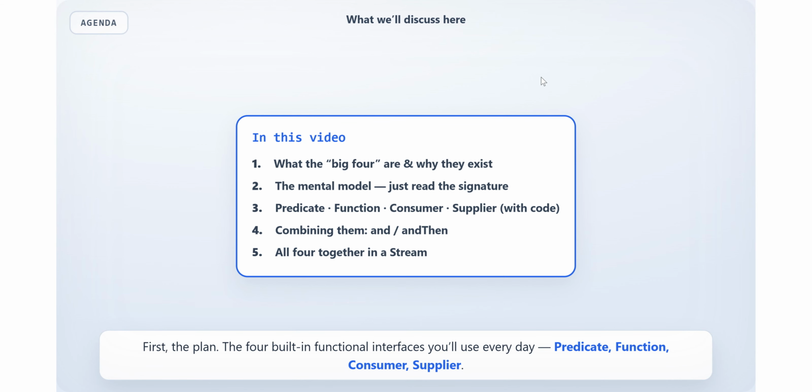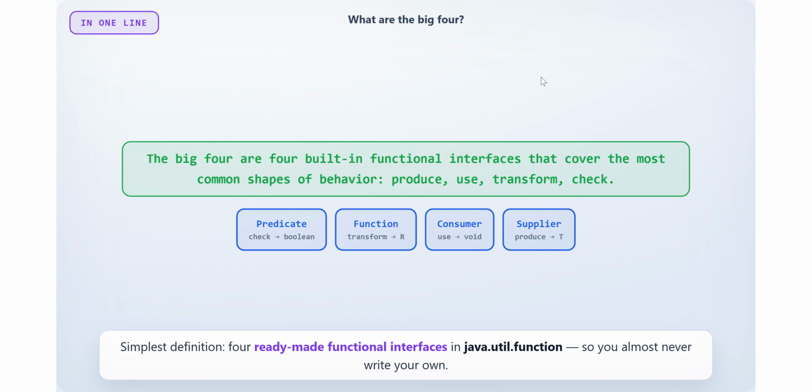The big four, Java's built-in functional interfaces. We'll see what they are and why they exist, get one simple mental model for telling them apart, then take each one in turn: Predicate, Function, Consumer, and Supplier with code, and finish by watching all four work together in a stream.